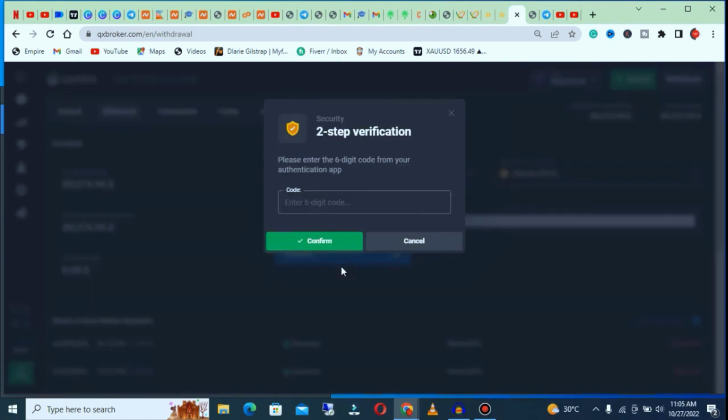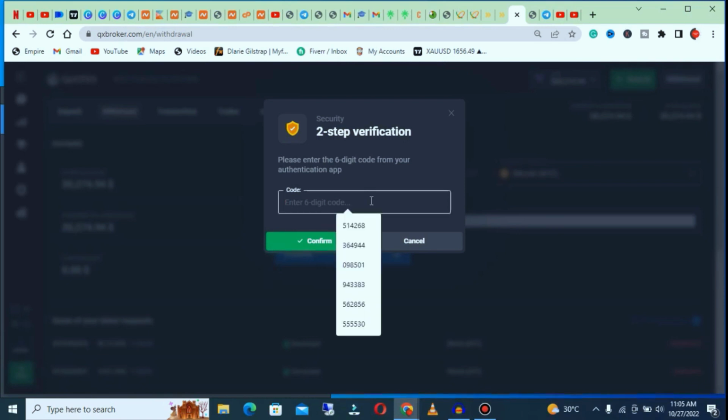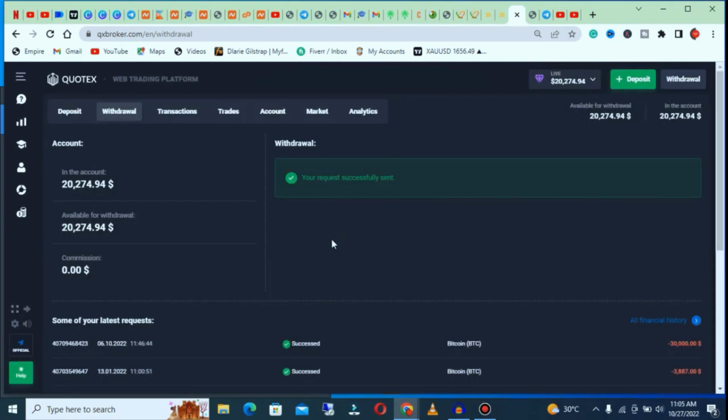Right now, let me confirm this on my authenticator app. Okay, I think 0 0 0 4 0 4 1. So that's it. Let me confirm the transfer. Okay, right now I've set out 15 out of my balance. Let's go back to the trading.